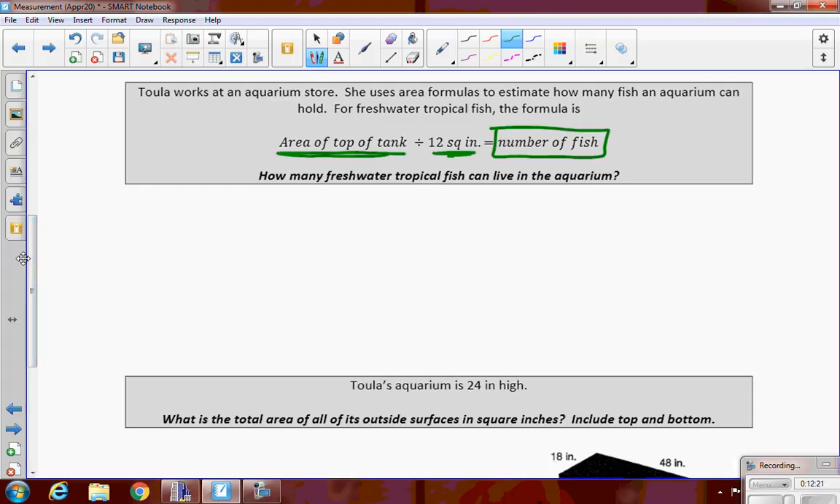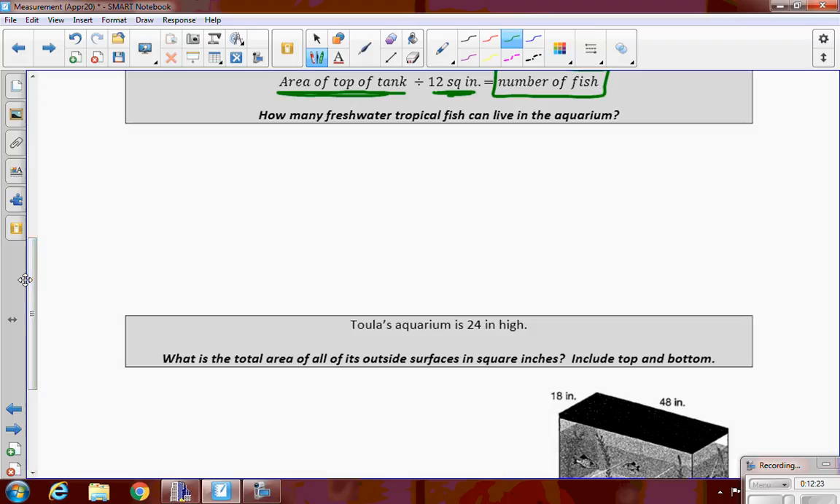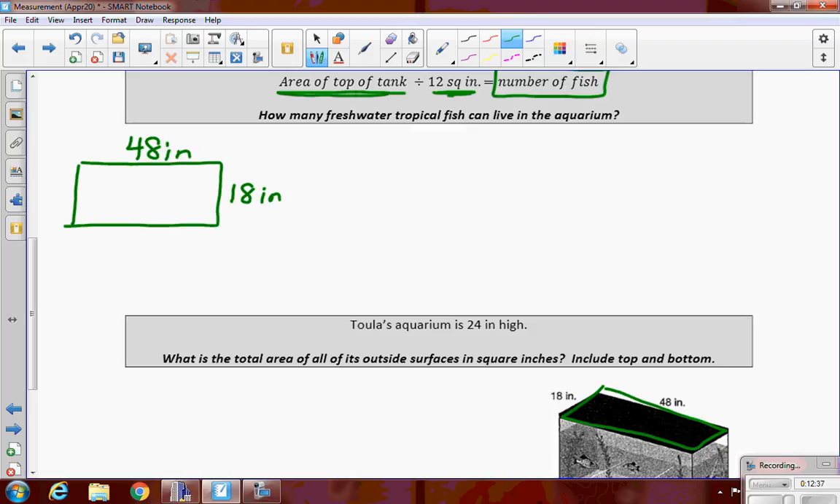So down below, if we're looking, the top of this fish tank right here is just a rectangle. It's a rectangle that is 18 inches by 48 inches. So if I could find the area of this and then divide it by 12, that's going to tell me how many fish she could fit in.